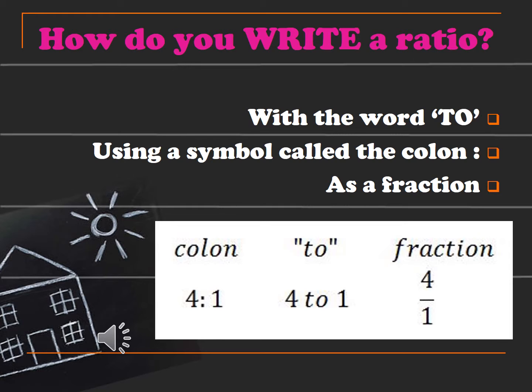So let's go ahead and take a look at the example below. When using the colon, I'm still going to read the ratio as 4 to 1. When reading it with the word to, I would say 4 to 1. And when you write it as a fraction, I'm still going to read it as 4 to 1. So no matter how you write it, you will always read a ratio with the word to.